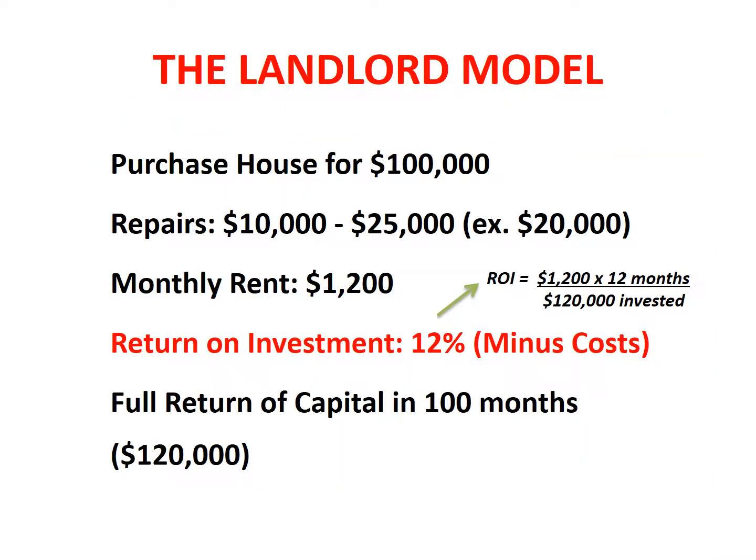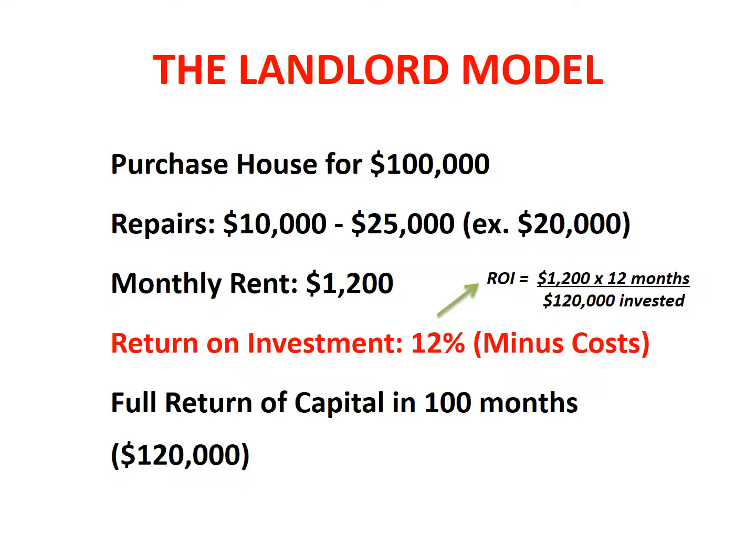When you invest as a landlord, you first have to go out and purchase a property. Let's say a single family home for $100,000. You then put in the repairs to get the property up to living standard. Let's say you spend between $10,000 and $25,000. In this example, we will use $20,000 as our figure. You're then able to put in some tenants into the property and get a monthly rent payment of $1,200 based on market conditions. Therefore, your return on investment annualized is 12% minus all the costs.